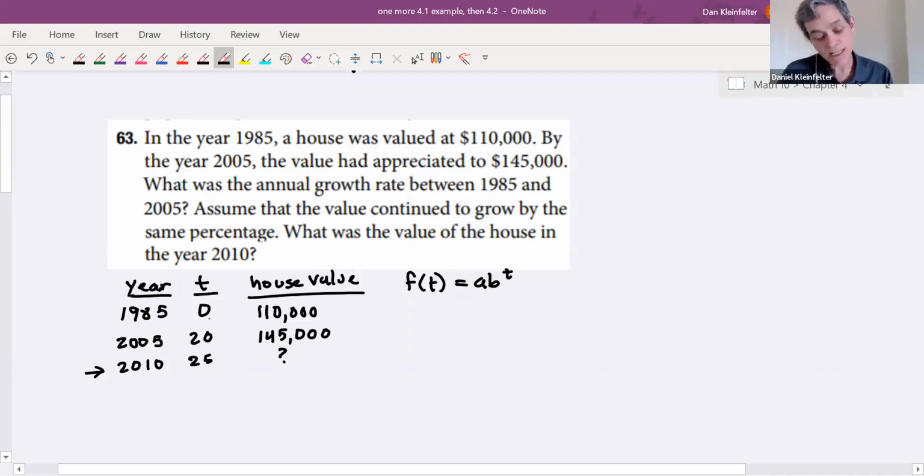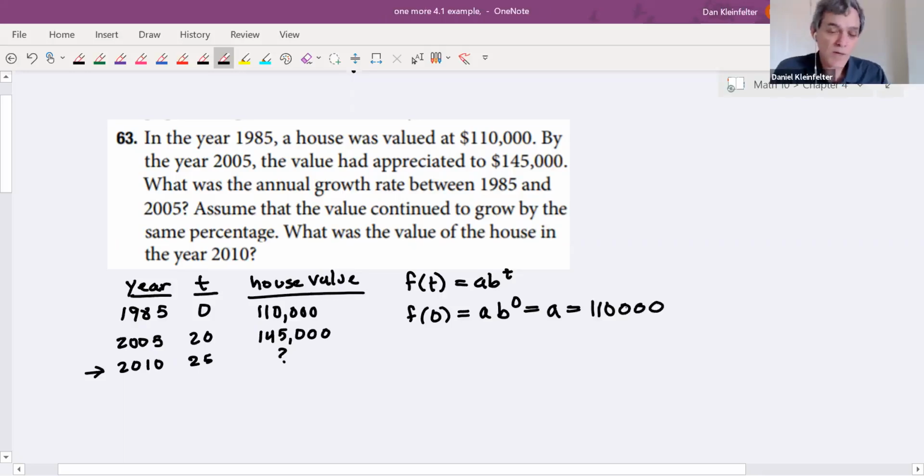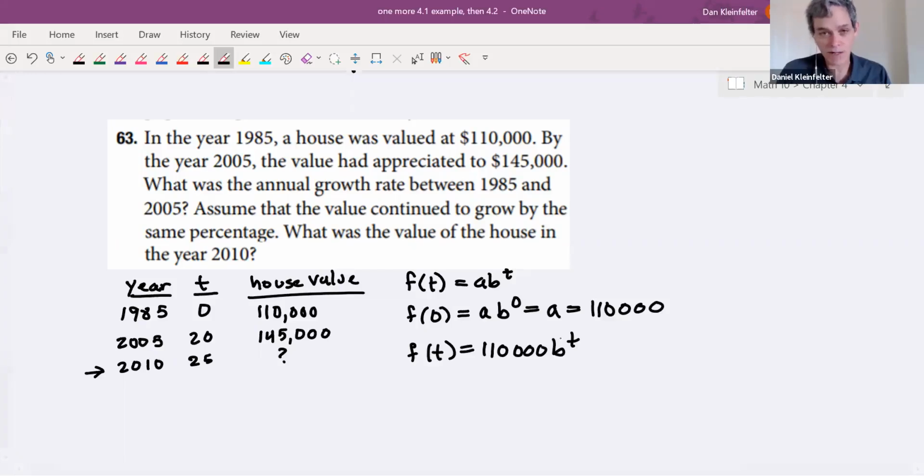So let's take 0 first. f of 0, that's 1985. That will be a b to the 0 power. b to the 0 is going to be 1. So this will equal a, and we know that has to be 110,000. So we know a is 110,000. So what we've got now is f of t is 110,000 b to the t power. So we've used up everything we can from that first data point from 1985.